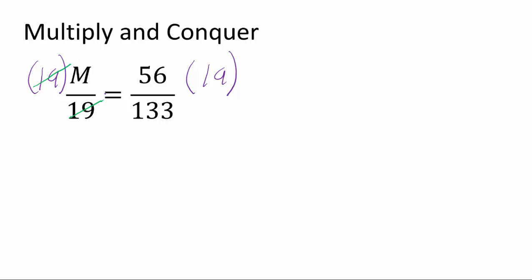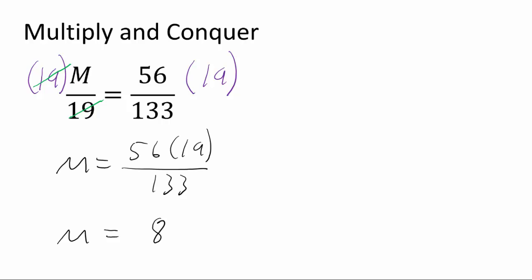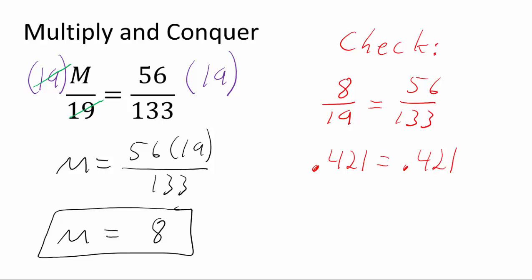19 divided by 19 equals 1, so on the left all we're left with is m. 56 times 19 divided by 133 equals 8, so m must equal 8. We can check our answer by substituting 8 back into the original proportion and verifying that we have a true proportion, which we do.